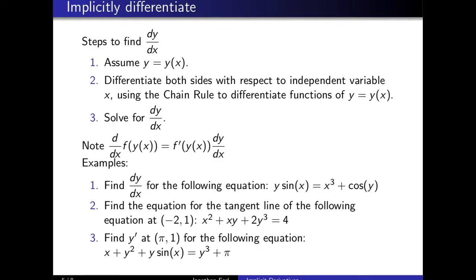One thing to note is that whenever we're trying to find the derivative with respect to x of some function of y of x, so f is x squared, for example, we'll get f prime of y of x times dy/dx. And whenever you do these, you'd better get dy/dx falling out, because otherwise something suspicious has happened. The first example that we're going to do is find dy/dx for y sine of x equals x cubed plus cosine of y.